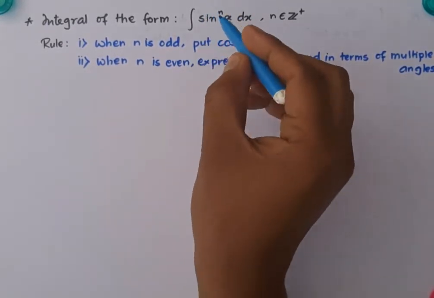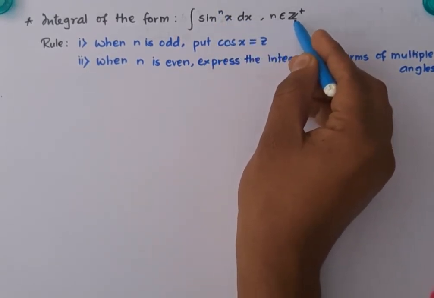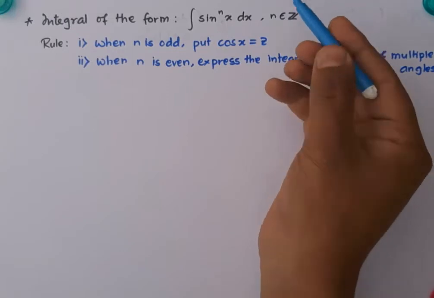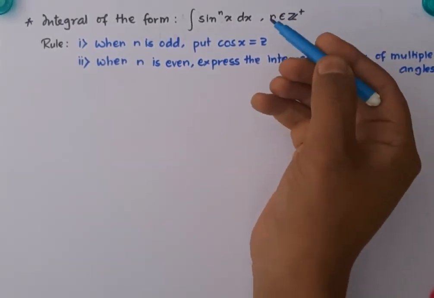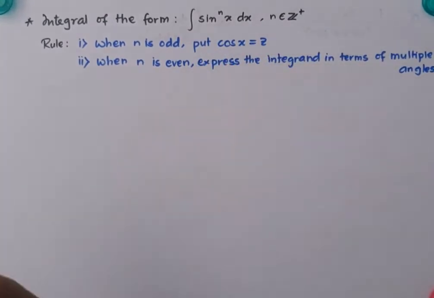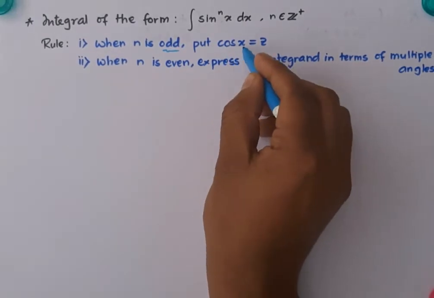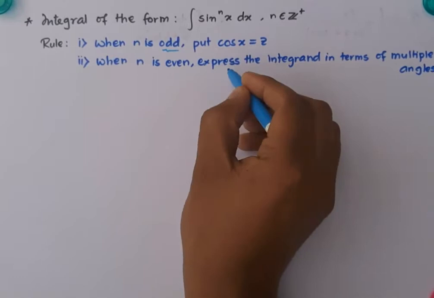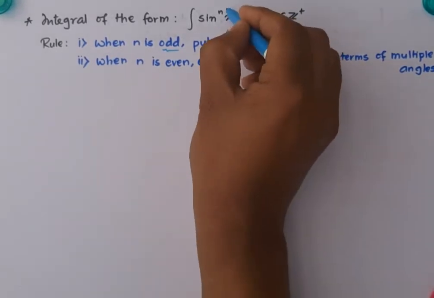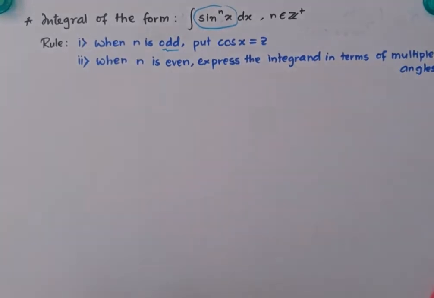Now if you see here, we have a power n, and this n is a positive integer, or in other words you can call it a natural number. Positive integers and natural numbers are both the same. There are two conditions possible. One is n can be odd, in which case you have to do the substitution cos x equals z. When n is even, you have to express the integrand in terms of multiple angles. All right, so let's see.